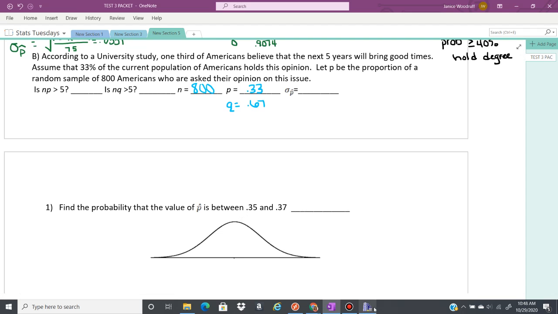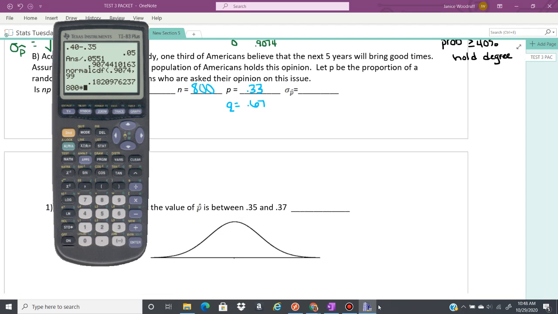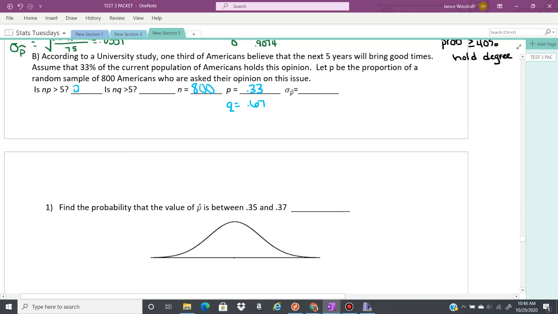800 times 0.33 is 264. 800 times 0.67, 536. So we have a large enough sample size for sure. So 264 and 536. Again, that's all that's asking: is my sample size large enough to proceed? You can still proceed, but if your sample size isn't large enough, then your study isn't really valid.